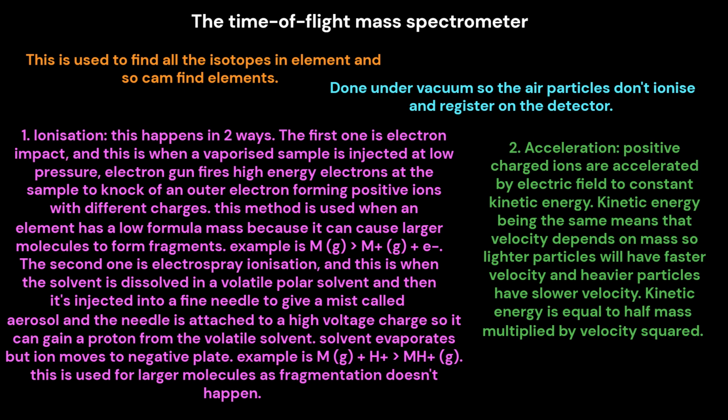The time of flight mass spectrometer. This is used to find all the isotopes in an element, and so can find elements. Done under vacuum, so the air particles don't ionize and register on the detector.